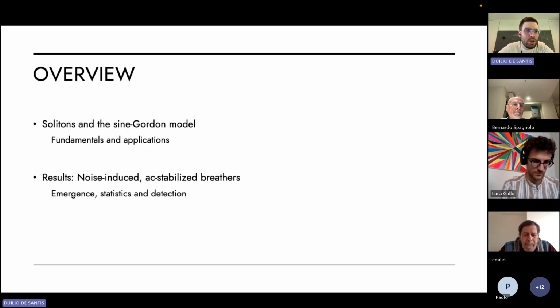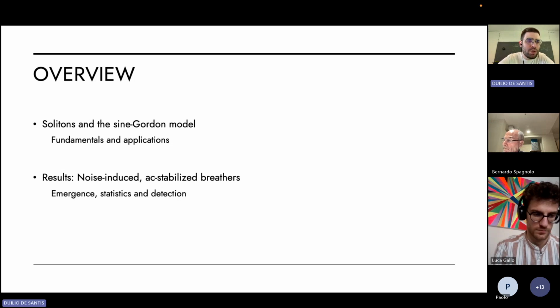We're going to start with quite a general introduction about what a soliton is and what the sine-Gordon model is. We're going to see a bunch of applications, and then I'm going to move to some recent results that I got with my group in Palermo about this emergence of breathers and their detection, and in particular how stochastic noise can help us solve some hard problems in the detection of these nonlinear modes.